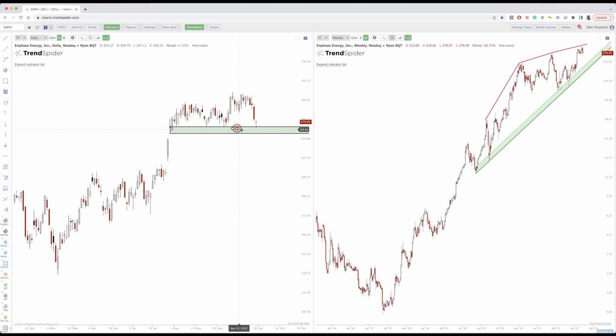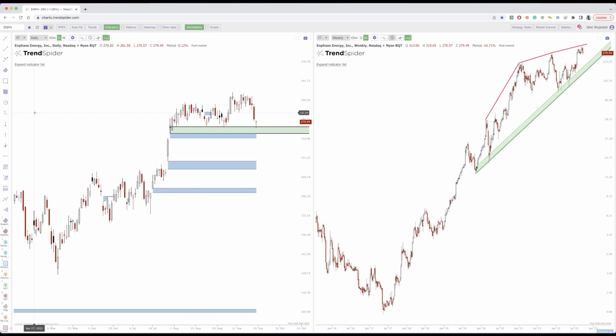Now, when we start to break down and close below this area, which is right around 263.50, let's just turn on the gap detector. The automatic gap detection is showing 257.90 or so as a gap below. The next one would fill right around 220. You have another one that fills down here around 195.